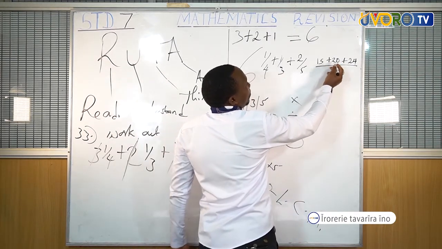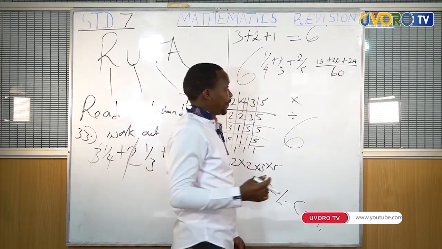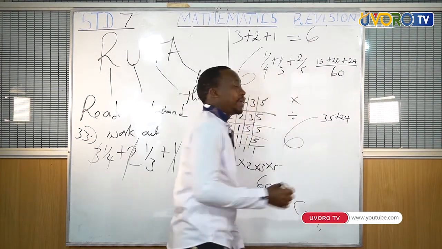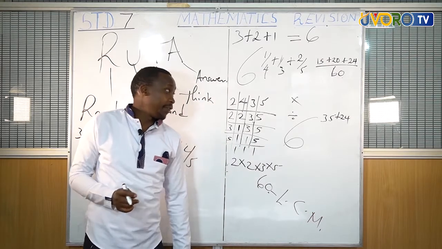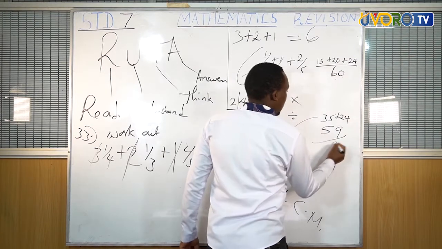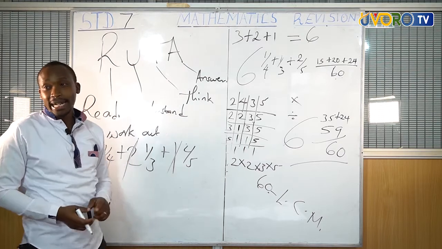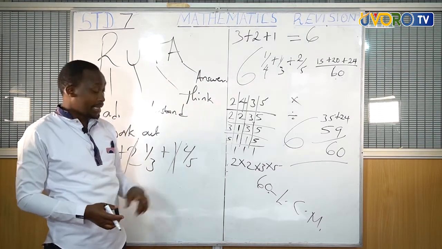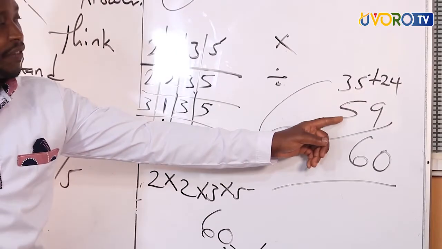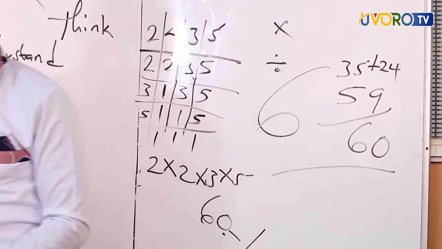Now, what is 15 plus 20? 15 plus 20, that is 35. Now, 35 plus 24. What is 35 plus 24? 59 over 60. Now, let's salute our A for answering. Let's read our answer. 59 over 60.